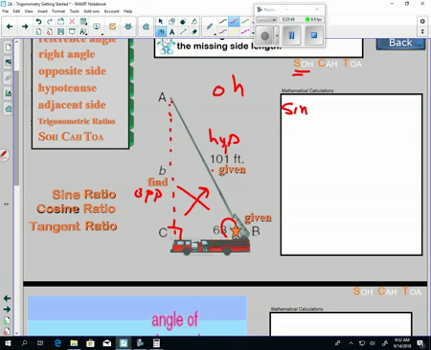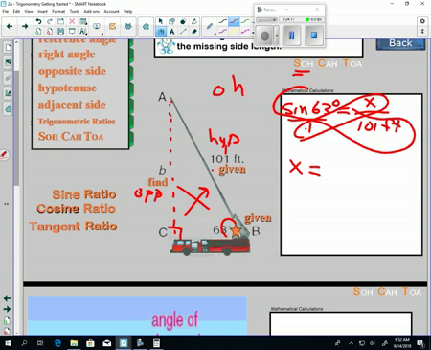That's the only one. So I write sine of 63 degrees is equal to opposite, which I don't know, over my hypotenuse, which is 101 feet. And then I solve. Anything we have, we can put over 1. If you remember, we can cross multiply. 1 times x is x, equals sine 63 times 101.